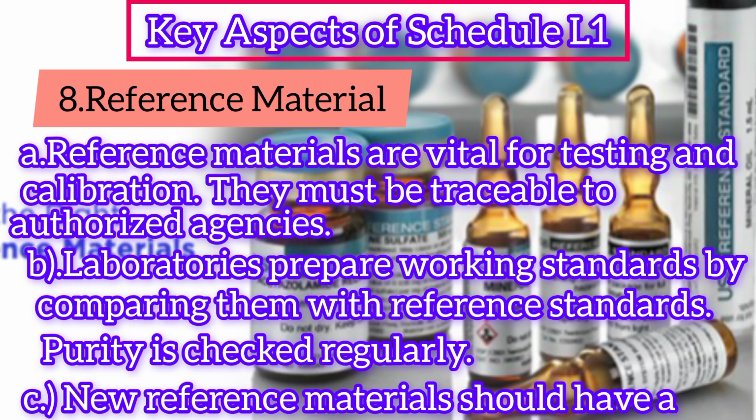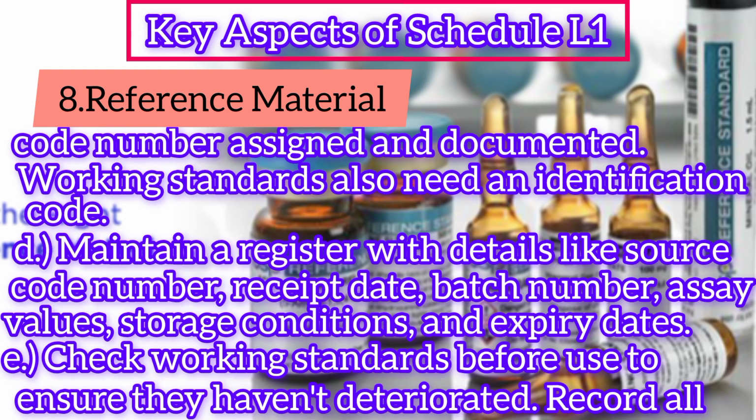8. Reference material. A. Reference materials are vital for testing and calibration. They must be traceable to authorized agencies. B. Laboratories prepare working standards by comparing them with reference standards. Purity is checked regularly. C. New reference materials should have a code number assigned and documented. Working standards also need an identification code.